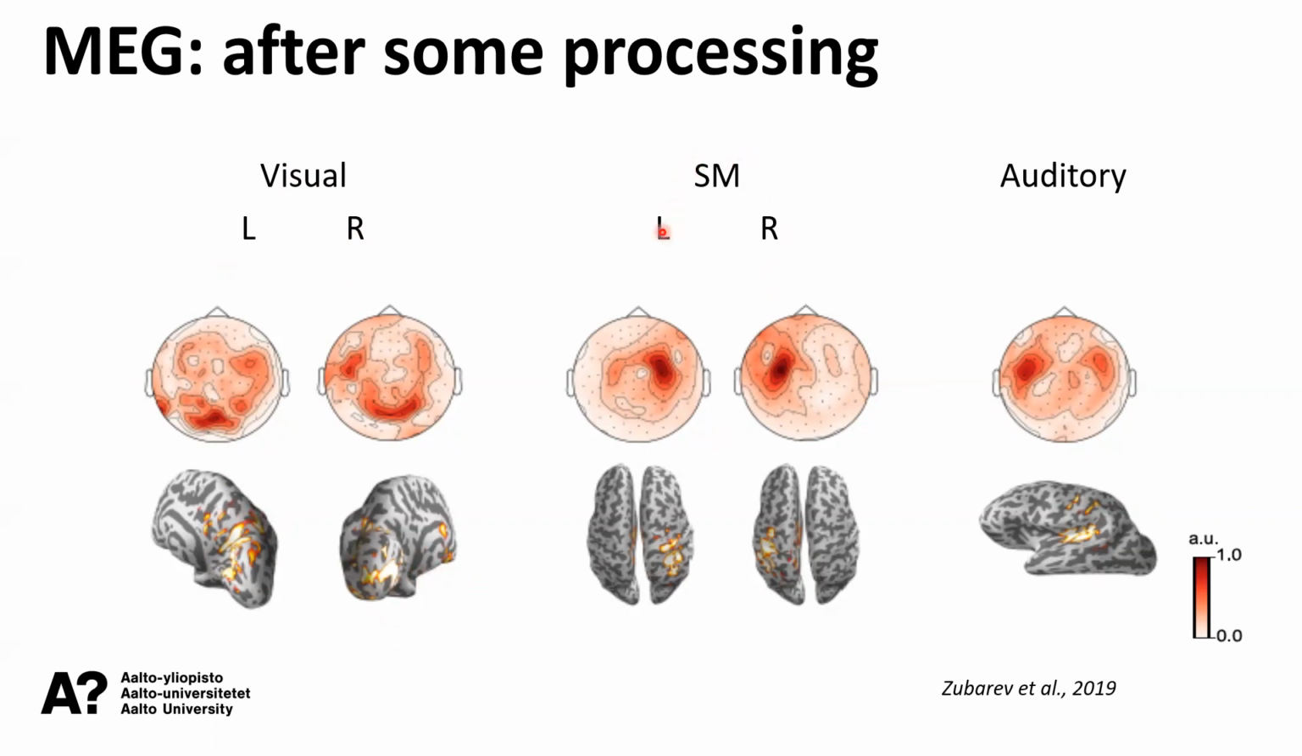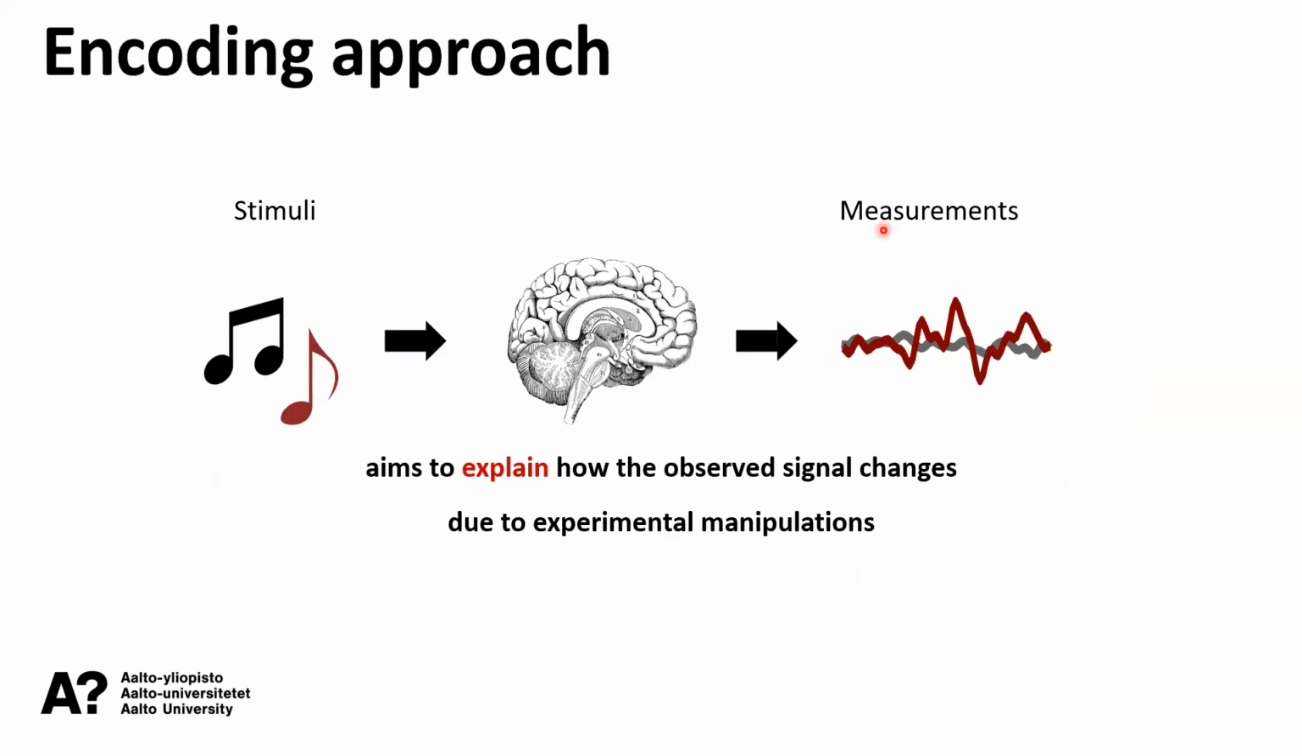If we stimulate the nerves in the left and the right arm, similarly, we see activity in the somatosensory cortex on the opposite side of the head, and auditory signals also produce activations in the auditory cortex, which is more in the temporal lobe, so on the side of the brain. Okay, so that's about it.